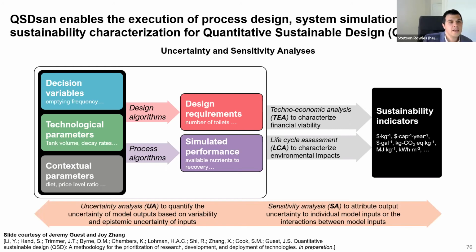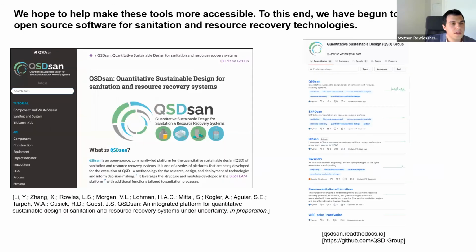So QSD-SAN is a Python package that uses this process. Next, please. And so QSD-SAN is essentially a step towards making these tools like quantitative sustainable design, like TEA, like LCA, more accessible for sanitation and resource recovery systems. It's all open source and available online. These are some links here for the Read the Docs and the GitHub page. We've also included an example script and a guide to accessing and testing out QSD-SAN. So this step-by-step guide is in the shared folder.